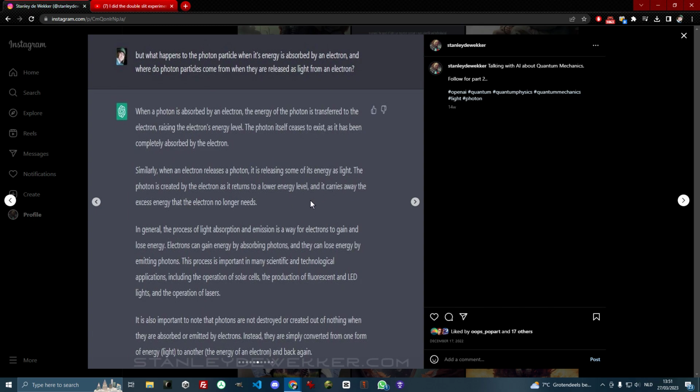It says it carries away the excess energy that the electron no longer needs. Well, that makes no sense. Carries away the excess energy that the electron no longer needs. Oh, I don't need it. Here, you can have it. Here, photon, take some of my energy. No, I think what happens is that the photon reached a certain speed, so much speed that the force of the electron can no longer hold it, and now it just moves away from the electron.